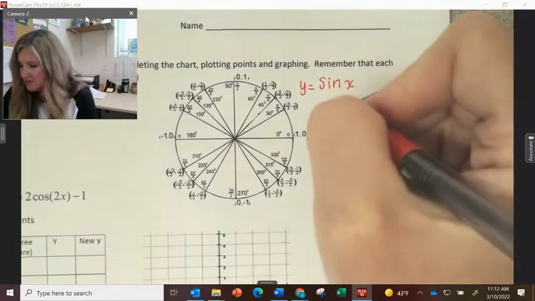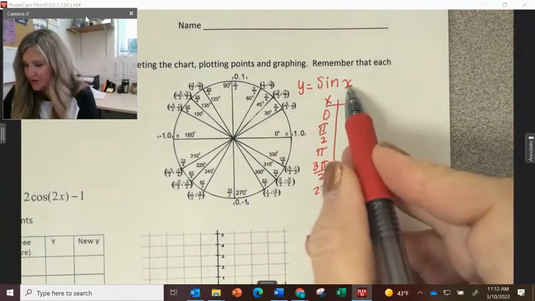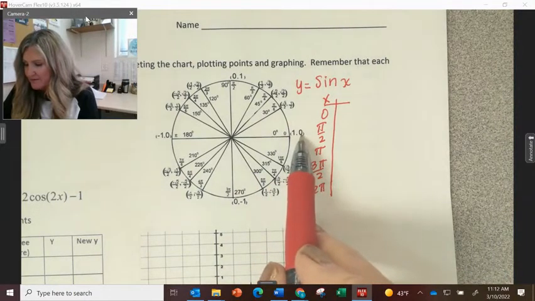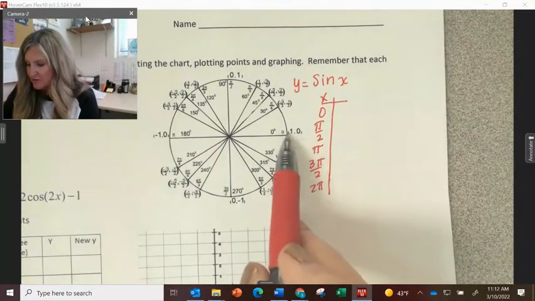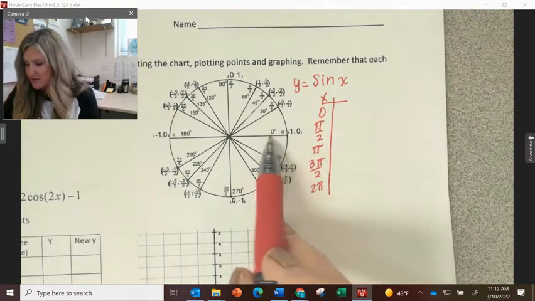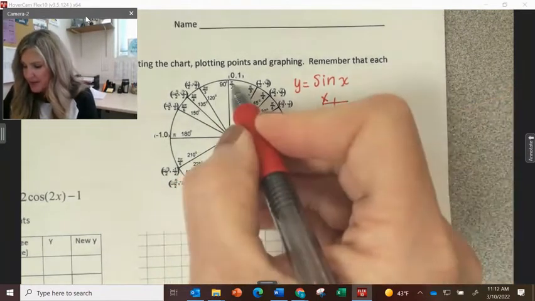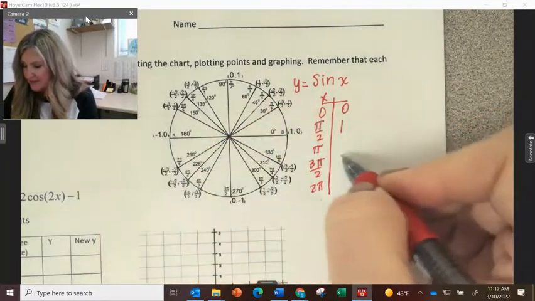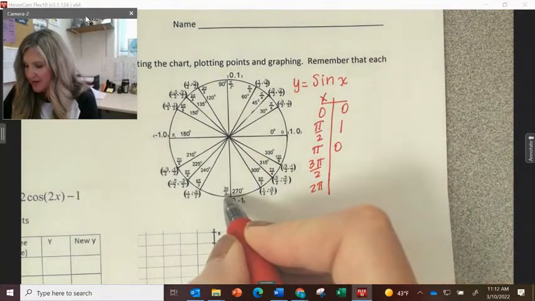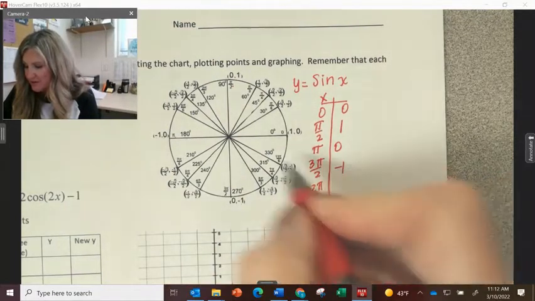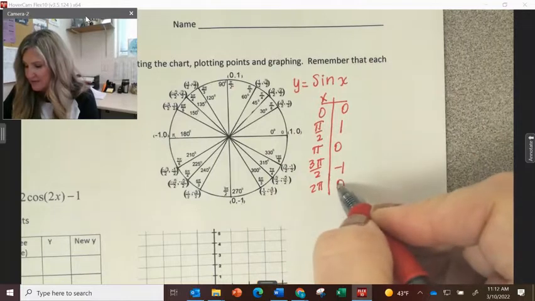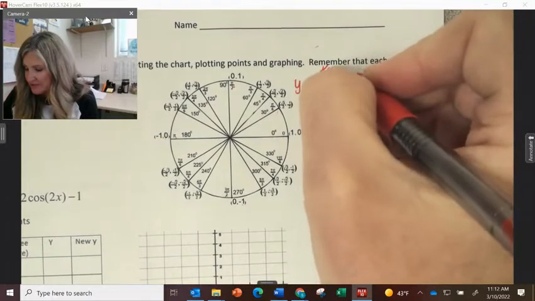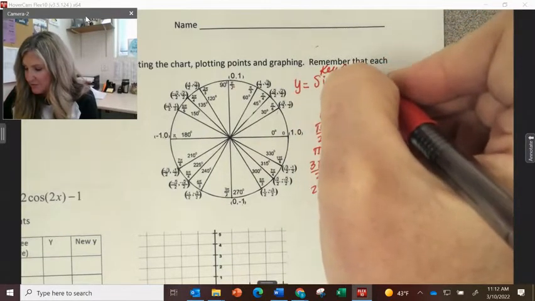So when we look at our unit circle, if we use these values for our angle, at 0 right here, the sine value is always this. Remember how it goes cosine first, sine second? So the sine at 0 is 0. At pi over 2, the sine is 1. At pi, the sine is 0. At 3 pi over 2, the sine is -1. And at 2 pi, the sine is 0. So these are the key points that we always use when we're doing sine theta.